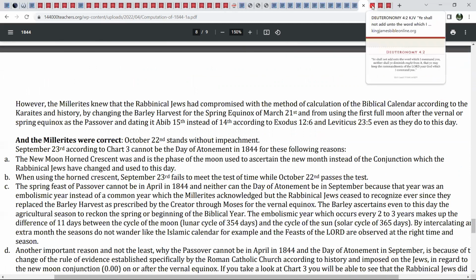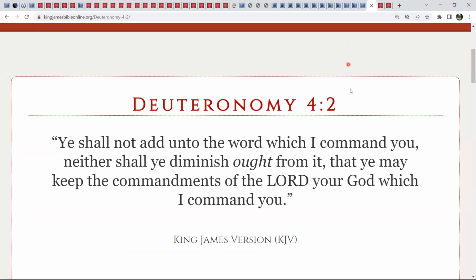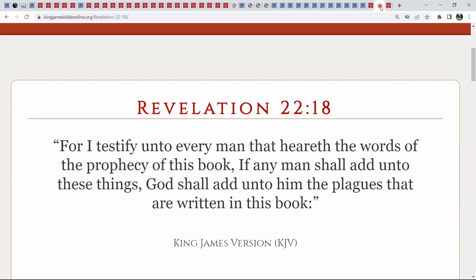But it's encouraging because we also have the promise of Deuteronomy chapter 4, verse 2, that we should not add unto the word which the Lord has commanded us, neither shall we diminish from it, that we may keep the commandments of the Lord our God, which he has commanded us. And this wonderful truth is repeated in Revelation chapter 22, verse 18, that we are not to add to the word of God.